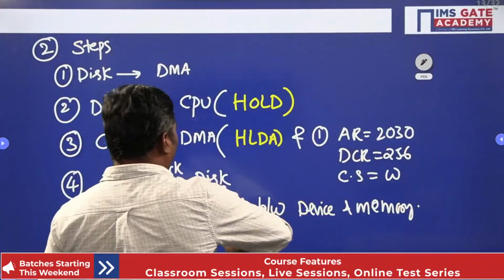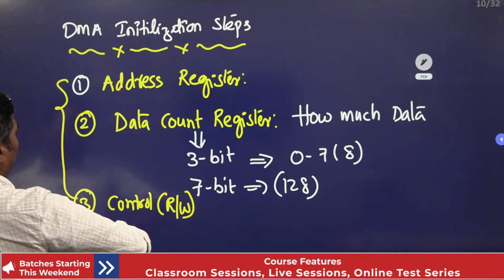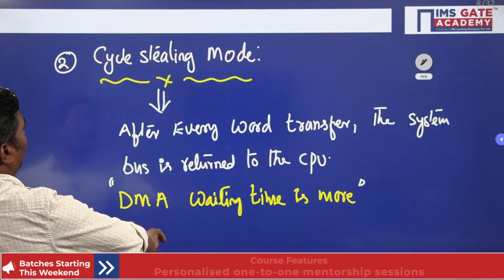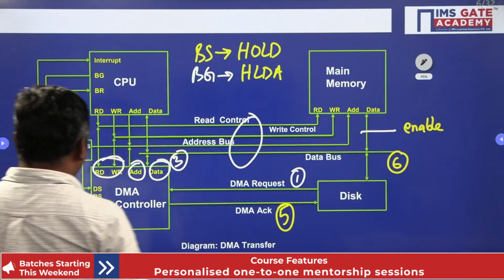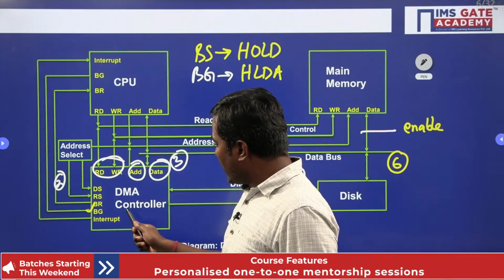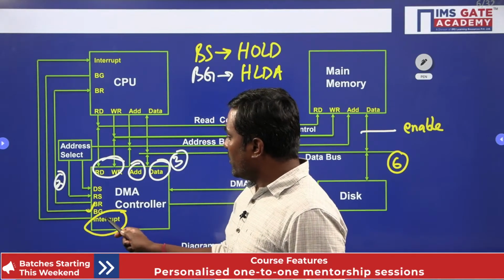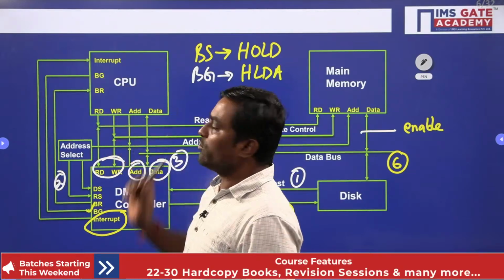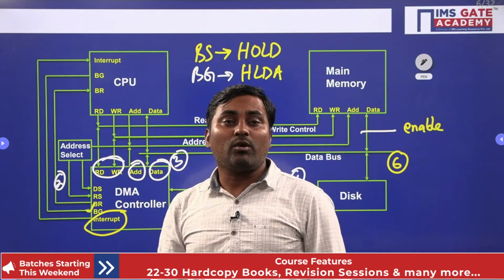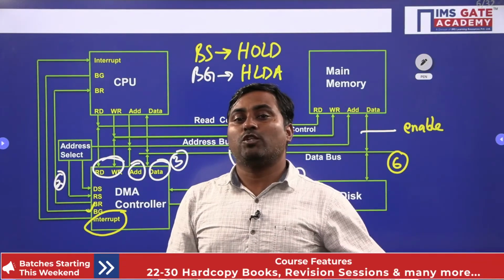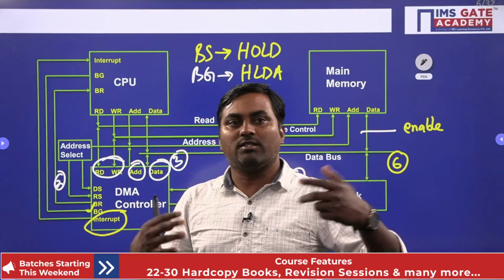Now go and see the diagram here. You see one line I mentioned here: interrupt. Interrupt from DMA to whom? The CPU. When the interrupt signal is encountered, whenever data transmission is over, you have to interrupt and release the system bus.